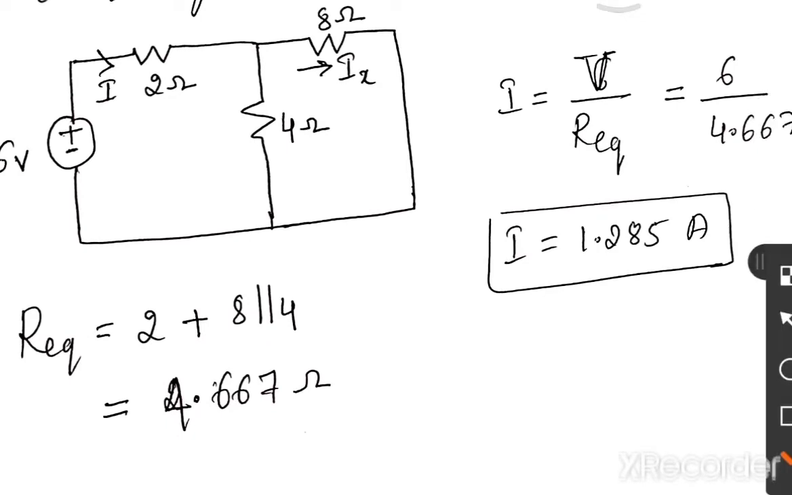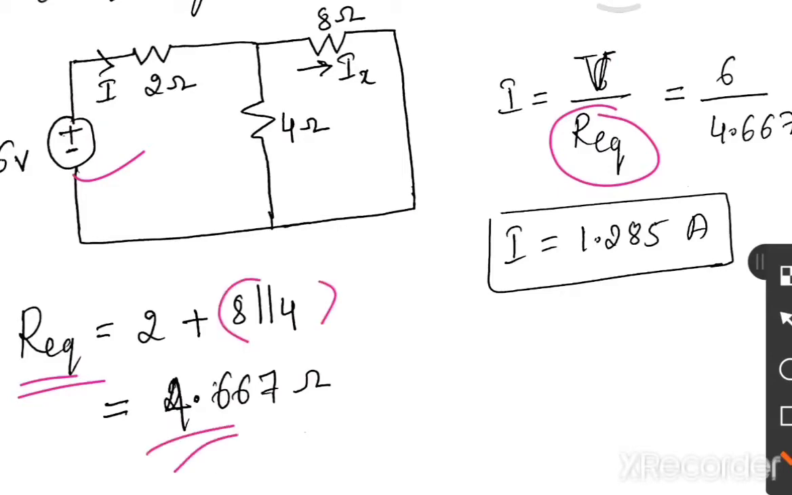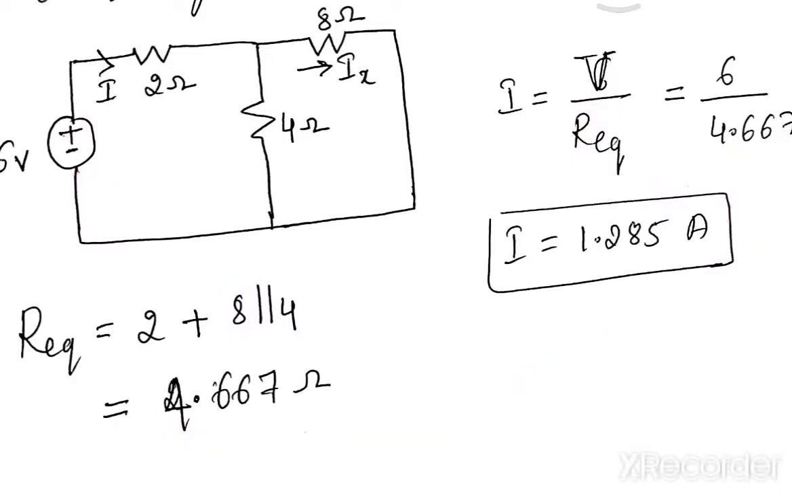So take I equal to V by R equivalent. The voltage was 6 volts divided by R equivalent, which is 2 plus 8 parallel with 4 ohm. Calculate that value and substitute here: 6 by 4.667. I equal to 1.285 ampere. Okay, check with KVL also. So this is your main current. Now we have to calculate Ix.